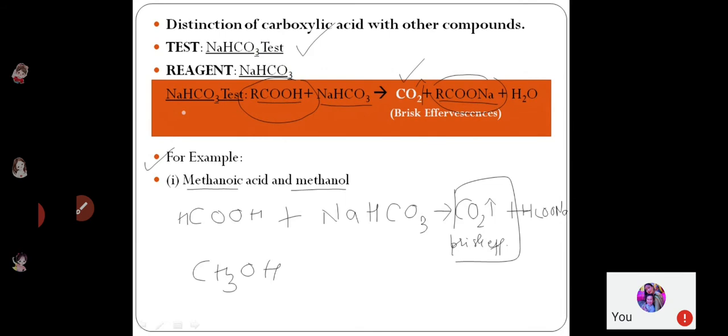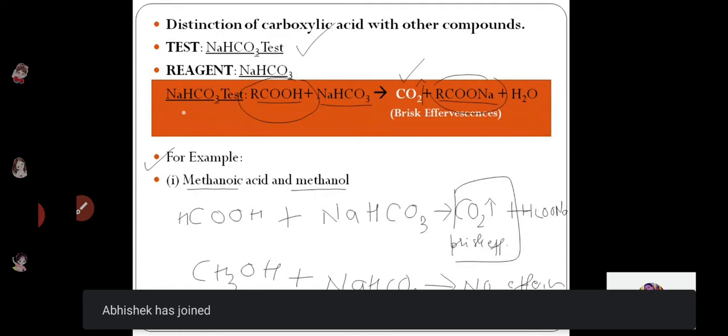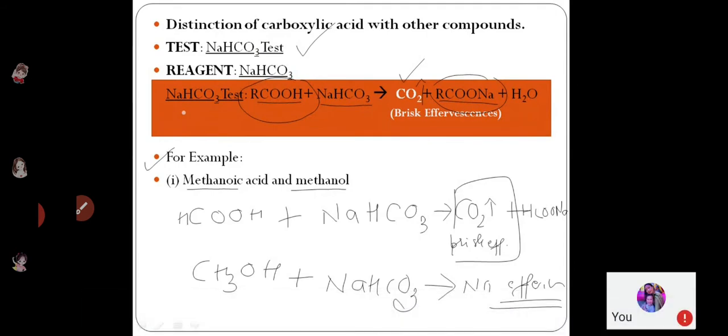And next is methanol. Then again you add the same sodium bicarbonate. Then you will not get any effervescence, so no effervescence, okay. This is how you have to write. One gives a positive test and the other does not. So this is how you will distinguish.